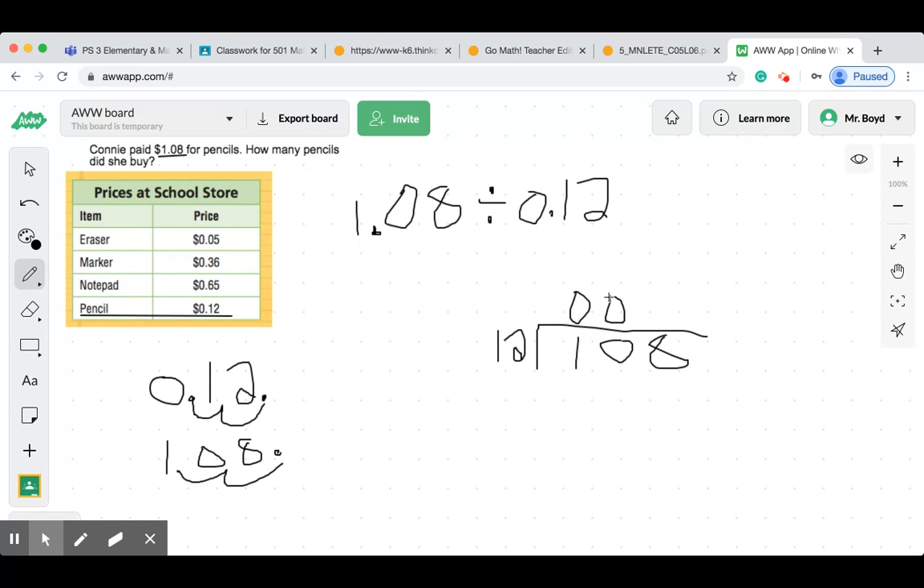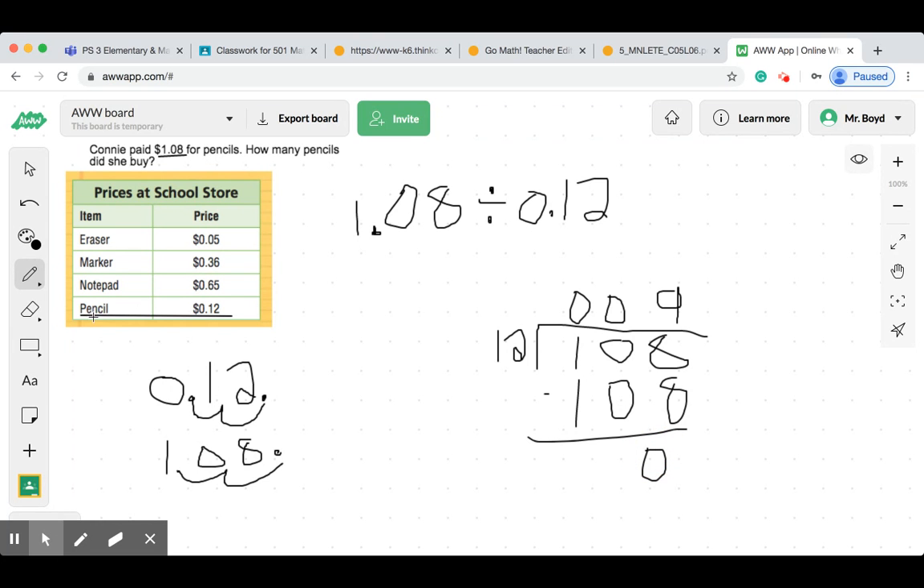Well, it may take you a little while to think about, but I know that 108 divided by 12 is going to be 9. I can break 108 into 9 groups of 12. 9 times 12 is 108. I will subtract. I will have no remainder. So I see that it was 9 pencils.